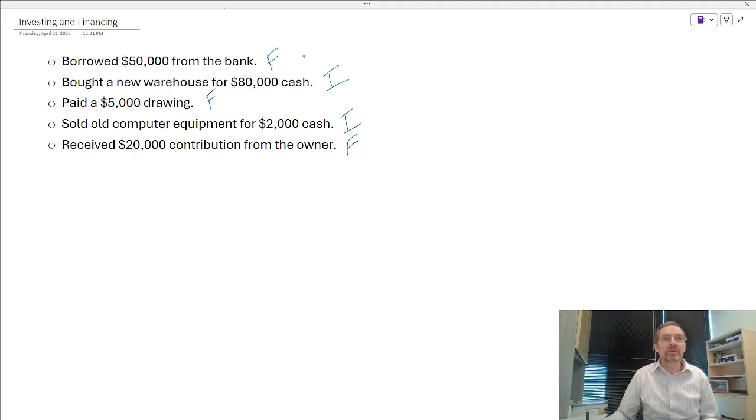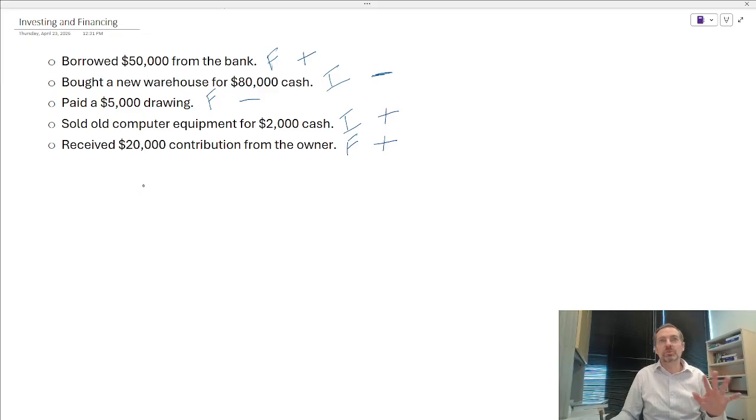All right, let's also say if these are positive or negative cash flows. If we got $50,000 from the bank, that's positive. Bought a new warehouse, that's a negative. Paid $5,000 to our owner, negative. Sold an old computer, we got $2,000 in cash. And then we received $20,000 from the owner, that's also a positive.